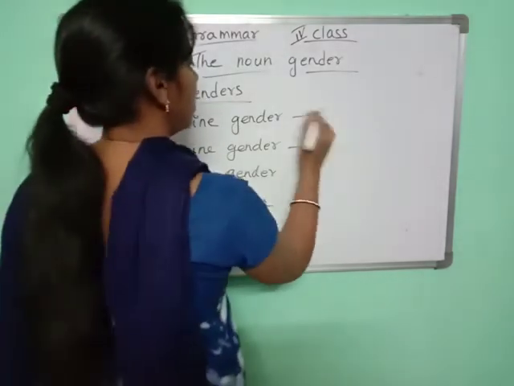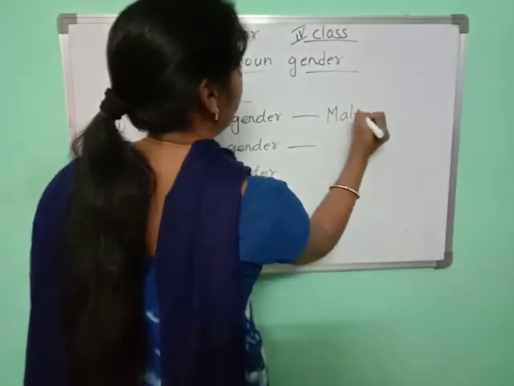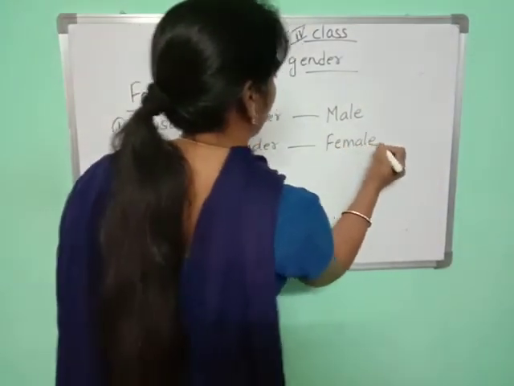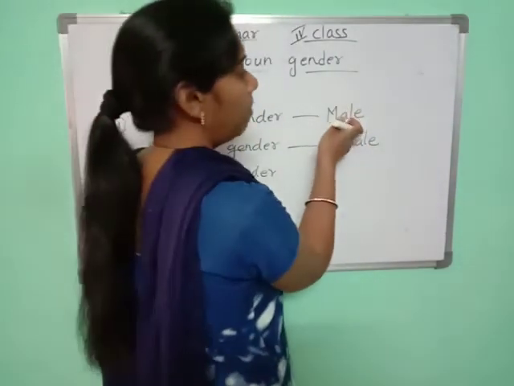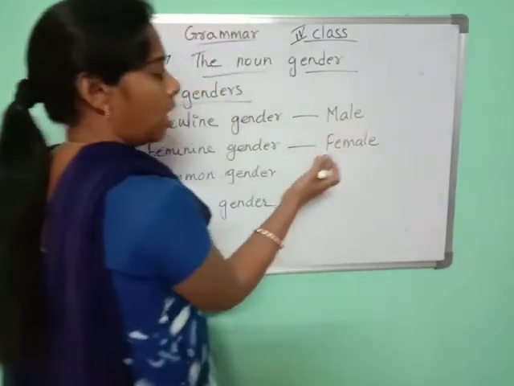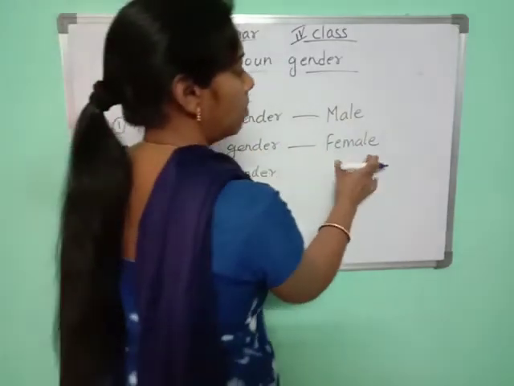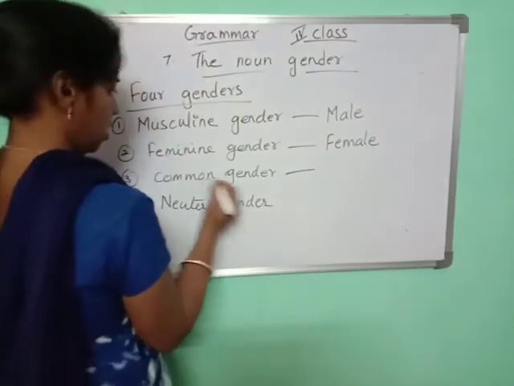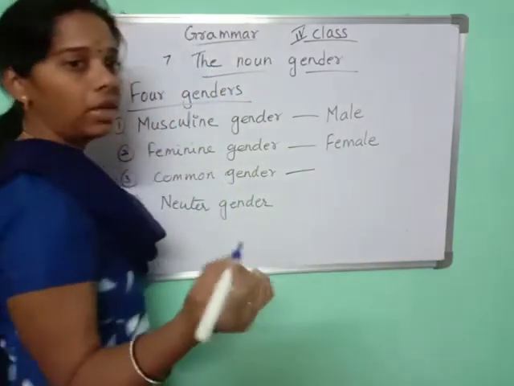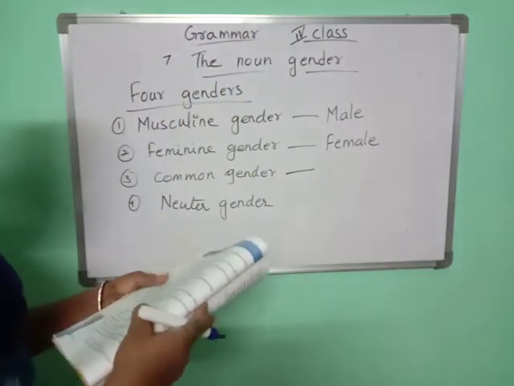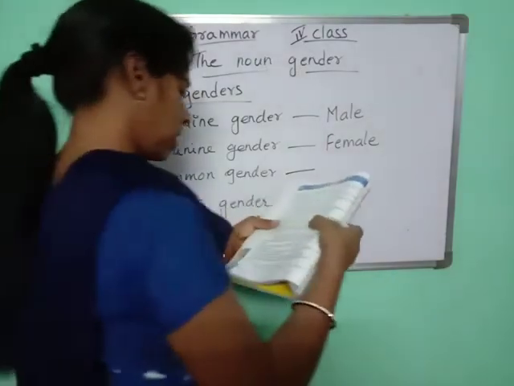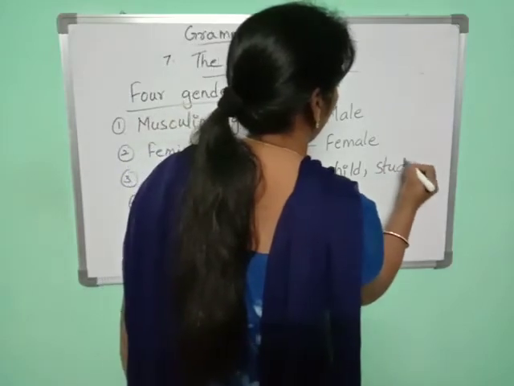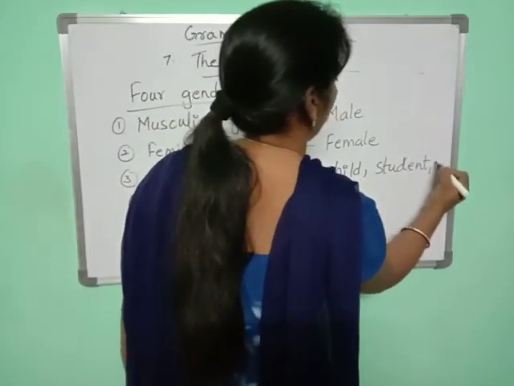So masculine gender is male of anything. Feminine gender is female. Like boy, man, those are male. And female are girl, woman, those are female. Common gender is used commonly for all, both the genders, like child, student, baby, etc.